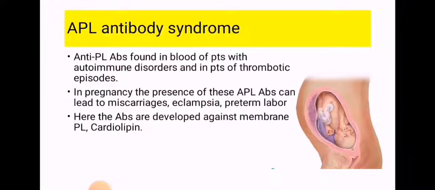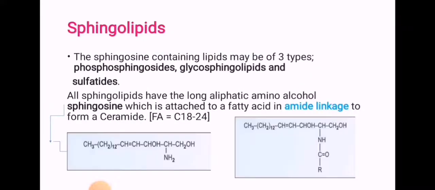Here these antibodies are developed against the membrane phospholipid, that is, cardiolipin. Then sphingolipids, we have already learnt about sphingomyelin in the context of the L/S ratio. The sphingosine containing lipids may be of three types: phosphosphingosides, glycosphingolipids, and sulfatides. All sphingolipids have the long aliphatic amino alcohol sphingosine.